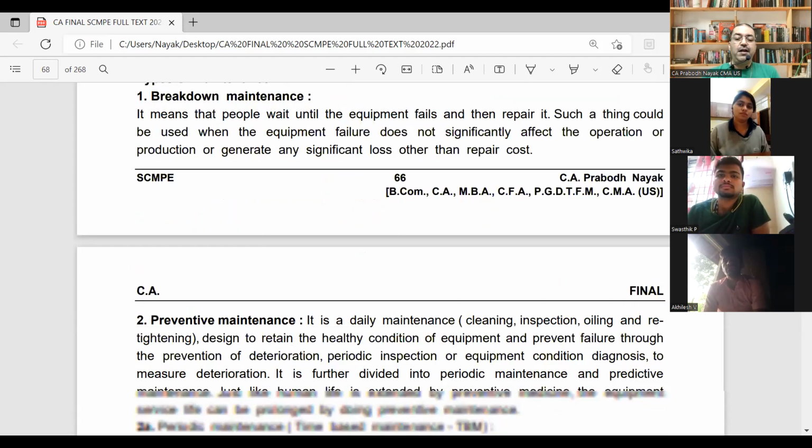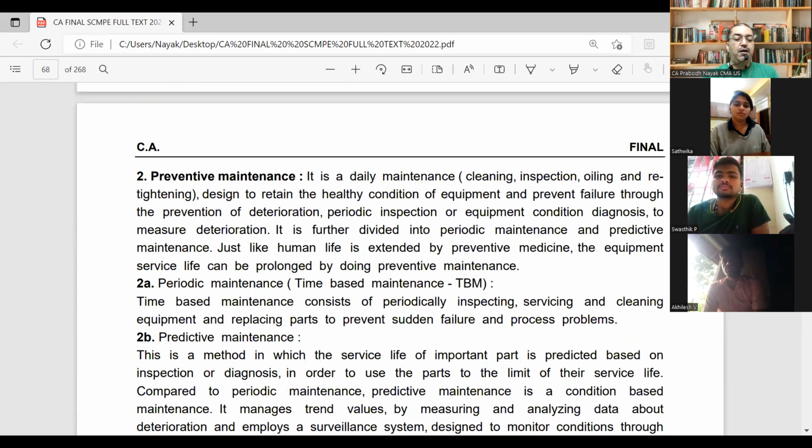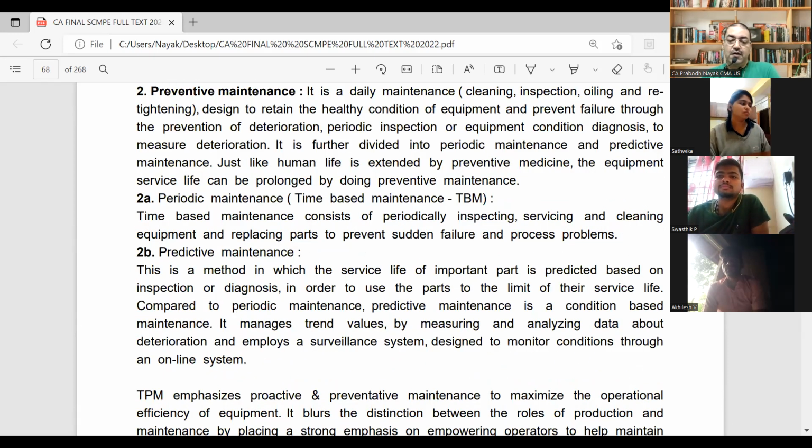Okay. Preventive maintenance we can have of two types: periodic maintenance, that is time-based, and predictive maintenance. Periodic maintenance, that means you are inspecting on a monthly basis, as I told you. You are doing the servicing of the machines in your factory on a periodic basis, come what may, irrespective of whether there is a breakdown or not. The servicing is done on a monthly basis, on a weekly basis, on a fortnightly basis. So that is on a periodic basis.